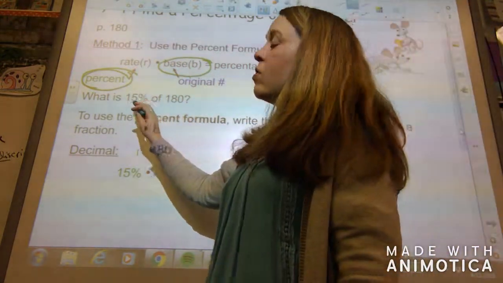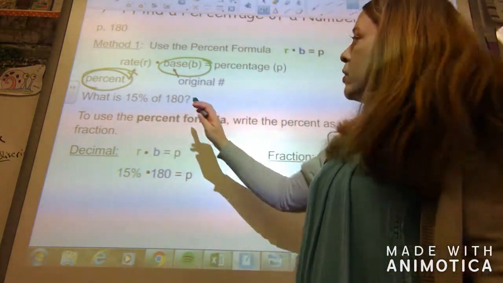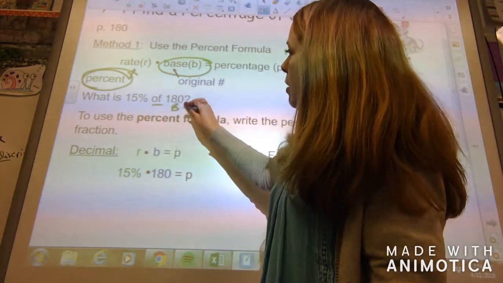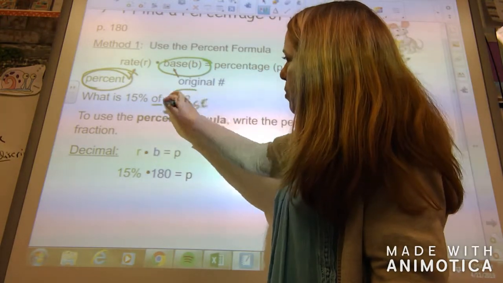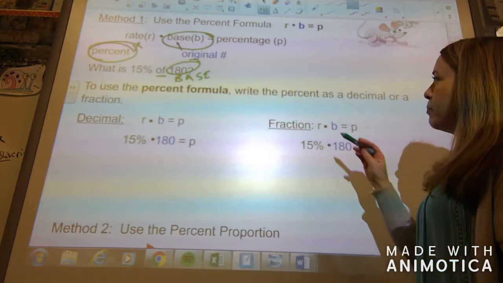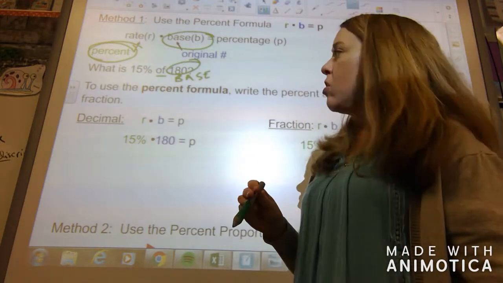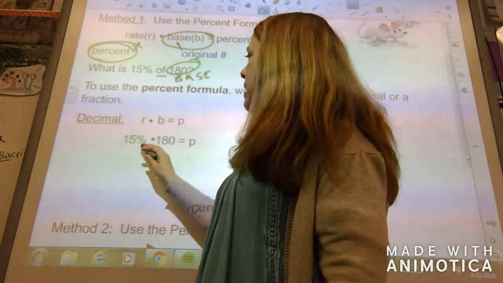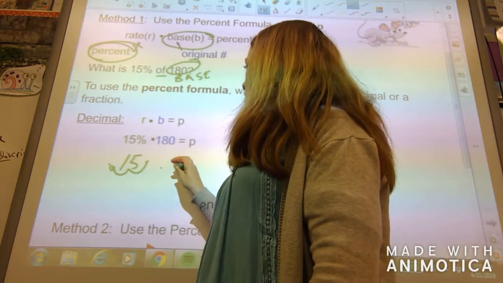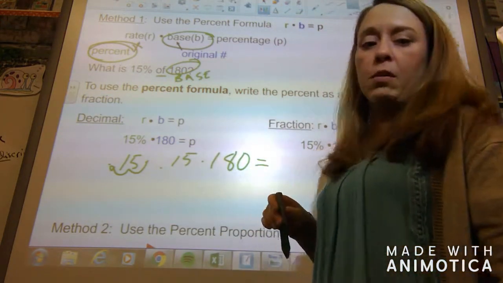So if it says, what is 15% of 180? Whatever comes after the word of is almost always going to be your base, the original number. So first we have to write the percent as a decimal or a fraction. It's probably easiest to write it as a decimal because all we have to do is move that decimal point 2 places to the left, right? So then that's 0.15 times 180, and that's going to be our percentage.